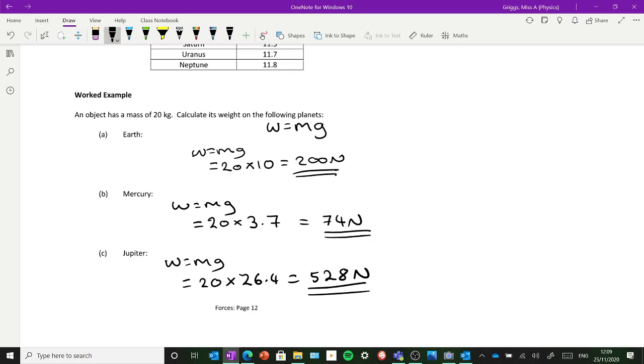I put the answers on the board so you can check. You can see the weight on Mercury is a lot smaller than it is on Earth because Mercury is a lot smaller than Earth. And you can see the weight on Jupiter is huge compared to the Earth because Jupiter has a lot bigger mass than the Earth.